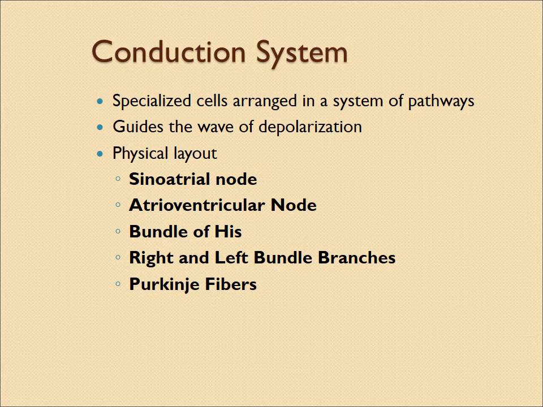The physical layout of this system is that the SA node, or the Sinoatrial Node, the AV node, or the Atrioventricular Node, then the bundle of His, which is also sometimes known as the AV junction, and then it goes into the right and left bundle branches and finally ends at the Purkinje fibers.